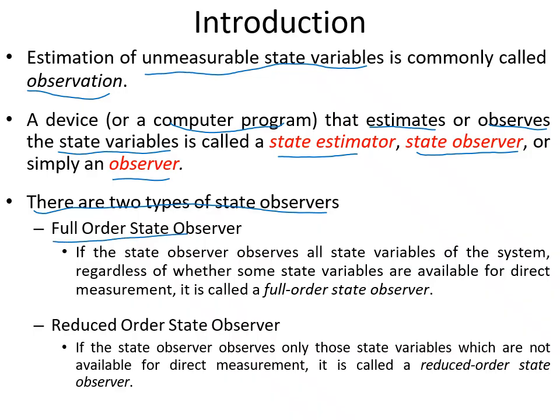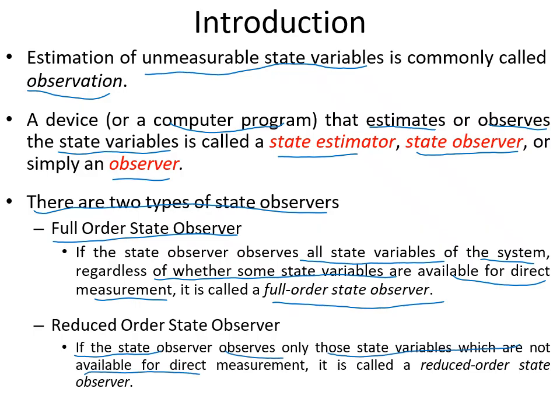We have two types of state observers. The first one is the full order state observer. If the state observer can observe all the state variables of the system, regardless of whether some state variables are available for direct measurement, this is called the full order state observer. For the reduced order, if the state observer observes only those state variables which are not available for direct measurement, this is called the reduced order state observer.